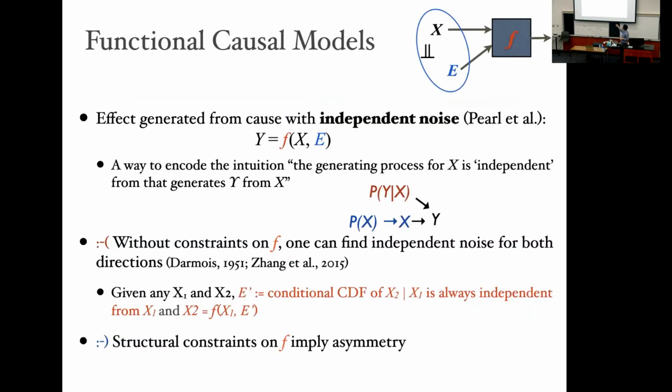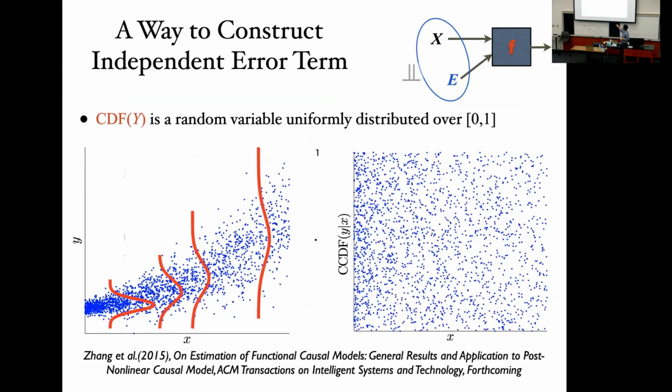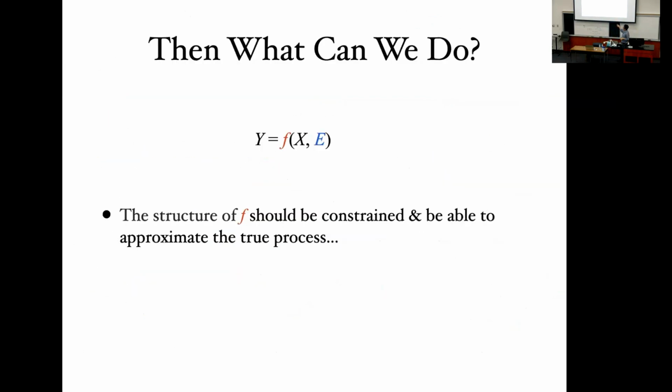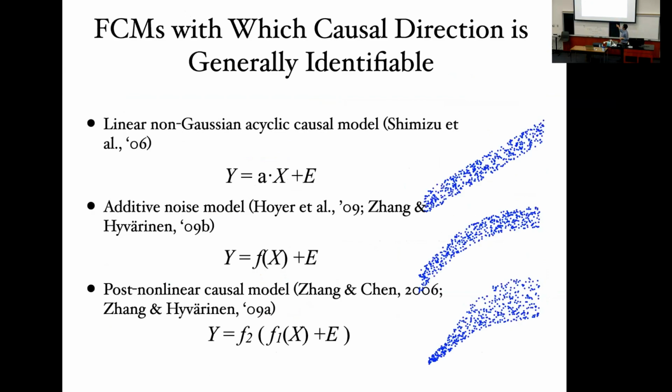First of all, you saw this part before. We already have a constraint. Now we are going to see that if you are willing to make almost any kind of constraint on the function f, all of a sudden you have identifiability.